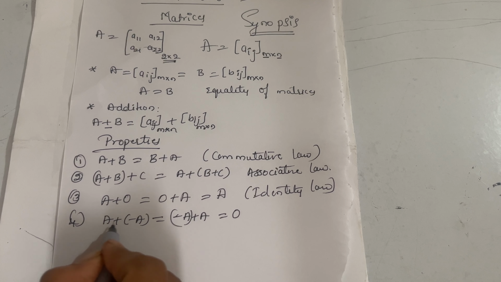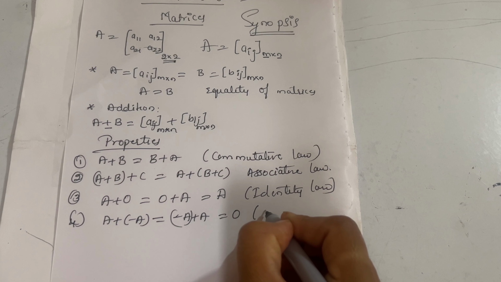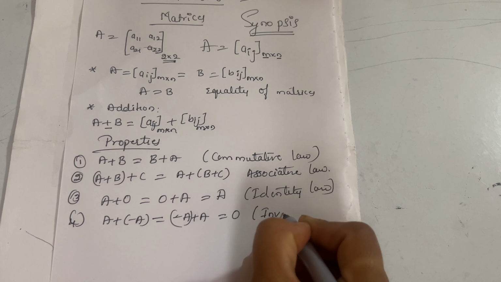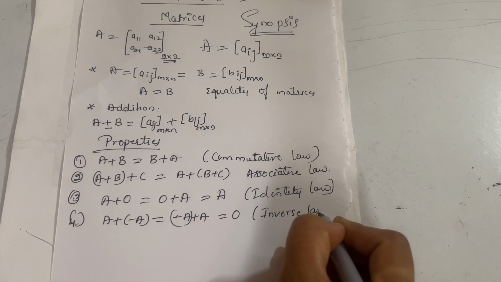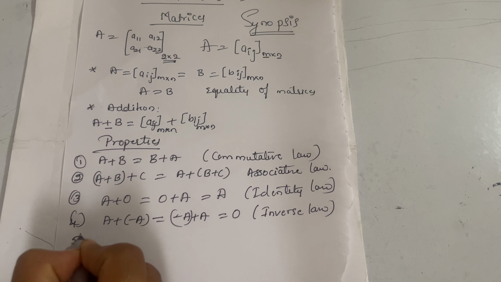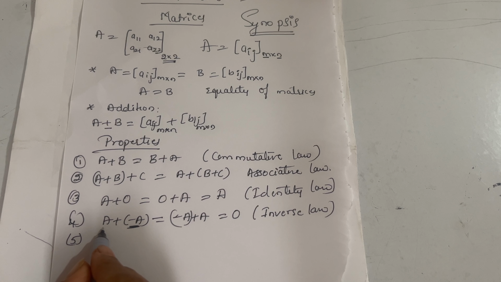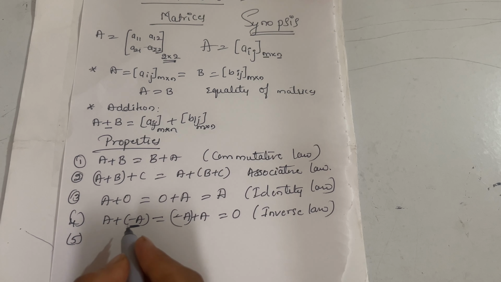A plus minus A is minus. A minus A, or minus A plus A, will give you 0. This is called the inverse law, where minus A is called the inverse of a matrix A, or sometimes it is told as the negative of a matrix.